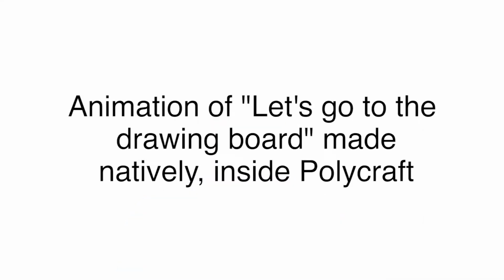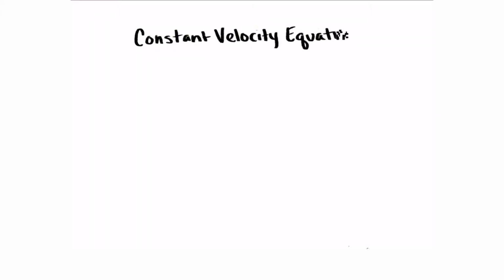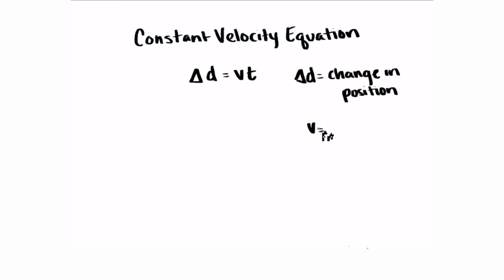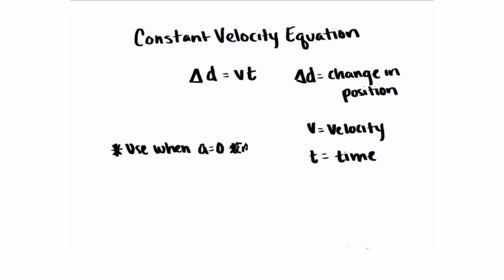To solve a kinematics problem, you need to know a few important equations. Let's go to the drawing board. This is the constant velocity equation. Delta d is equal to vt, where delta d is change in position, v is velocity, and t is time. This reads out as the change in position equals the velocity multiplied by time. Only use this equation when there is no acceleration, or in other words, the velocity is constant. As a quick side note, a change in position means final position minus the initial position. The same thing applies when someone says change in velocity.